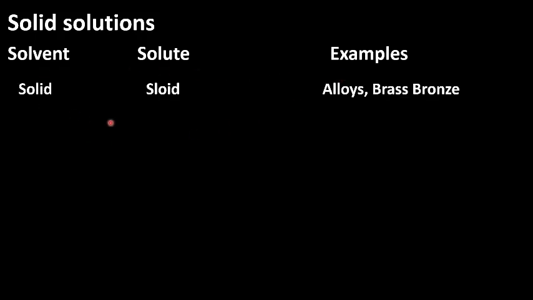Solid solutions. Here, in this type of solution, solid is a solvent and different physical states of the substances are taken as solute. So, solvent, solute and examples. Solid solvent and solid solute. Here, examples are alloys. An alloy is a homogeneous mixture of two or more metals or a metal and a non-metal. So, brass is an alloy of copper and zinc. Bronze is an alloy of copper and tin. Steel is an alloy of iron and carbon. There are many types of steels.